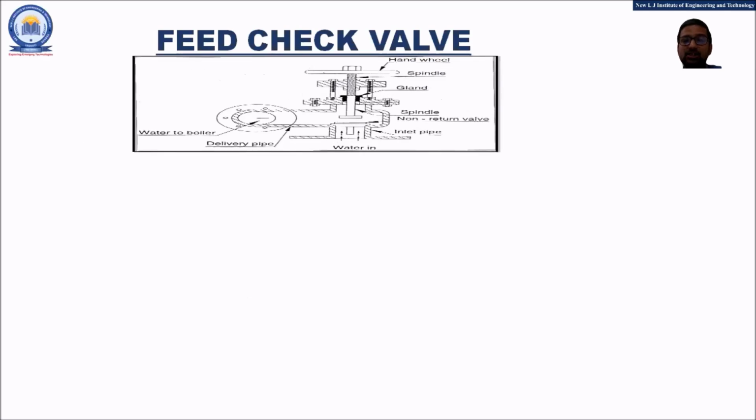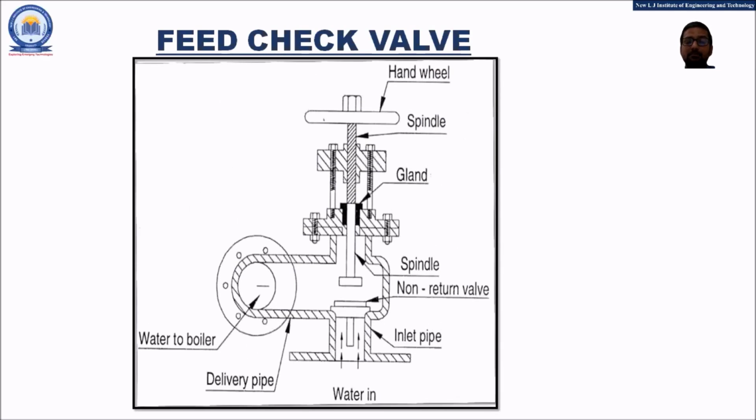Let us understand the construction and working. The main components of the feed check valve are the non-return valve, which is connected to the inlet pipe. Then we have the spindle, the gland and the hand wheel. There are two pipes: the inlet pipe that will be connected to the feed pump, and the outlet pipe, the delivery pipe that will be connected to the boiler shell, the inlet of the boiler. The gland is provided in order to prevent the leakage of the feed water.